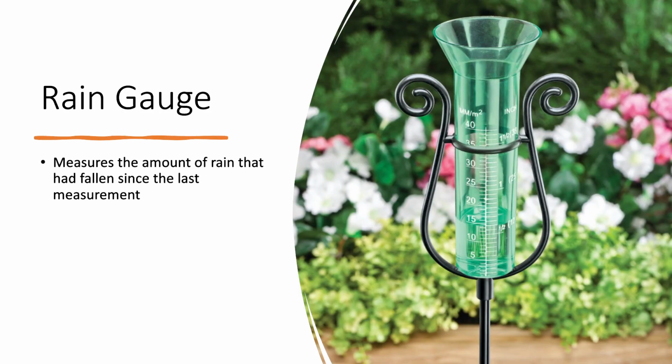Let's talk about a rain gauge. It measures the amount of rain that has fallen since the last measurement. We also have a rain gauge. We have it outside, so when we come back outside, we can see how much rain has filled up.